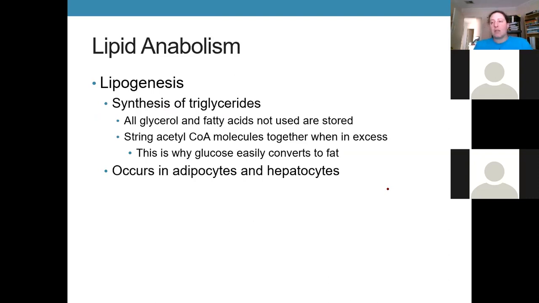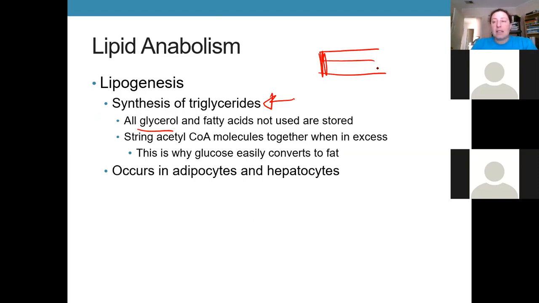The opposite of this, so the anabolism portion of this, is lipogenesis. That's what we call it when we make triglycerides for energy storage. And so all the fatty acids that aren't used for oxidative phosphorylation, as well as the glycerols, because that makes up the little part that sticks the fatty acids together, get made into triglycerides and sent to adipose tissue for storage.